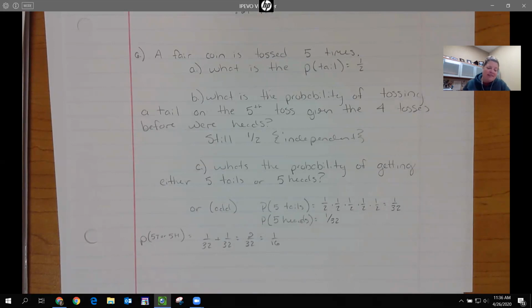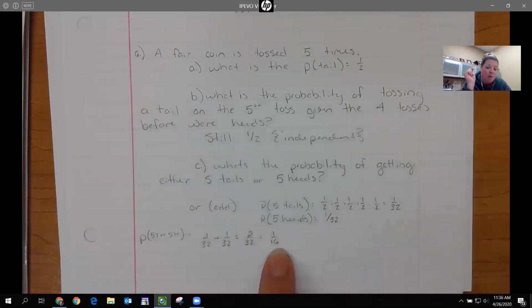Okay, so what's the probability of doing 5 tails or 5 heads? You would add those together because it's got the word or, we think add. Most probabilities are this one and then this one, and it's going to end up being a times. So 5 tails is a times, 5 heads is a times, but 5 tails or 5 heads is an or. Tricky a little bit.